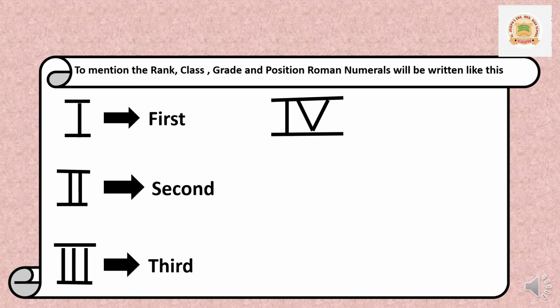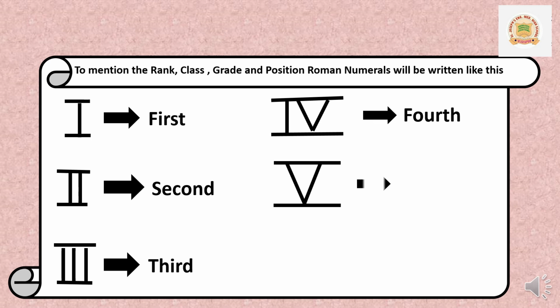Fourth. How to write it in the Roman numerals? If you write just IV, that will be read as 4. But if you put the upper and lower lines, that will be read as fourth. See here. While writing the class, you write now? Yes. If you write only V, that will be read as 5. But when you put the upper and lower line, that will be read as fifth. Like that, 6th, 7th is there.